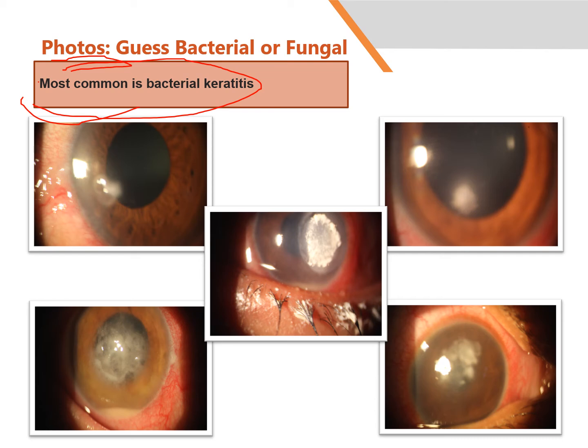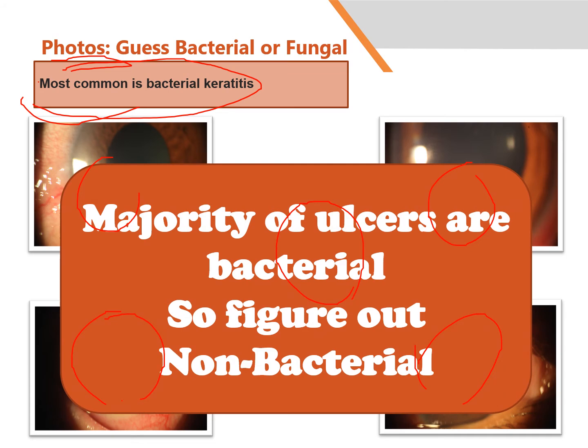Look at these 5 photographs. Look at this one here. This one has a ring and is a bit more whitish in color. This is a bit hazy, less translucent, and this is again very irregular. Now you cannot guess which one is bacterial and which one is fungal. So remember, the majority of ulcers are bacterial, so figure out the non-bacterial, and we are going to discuss that in the next few slides.